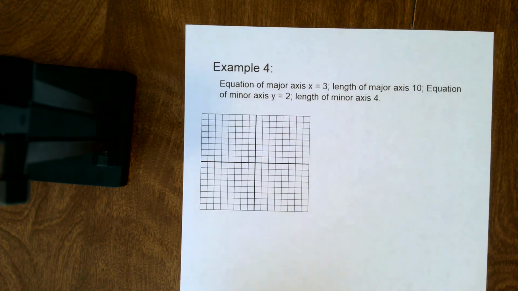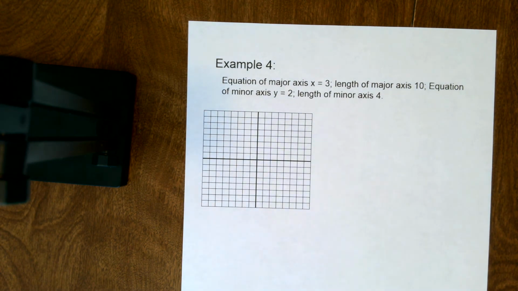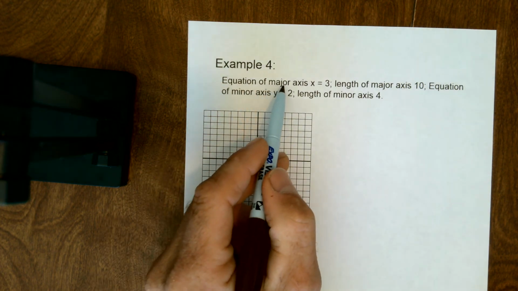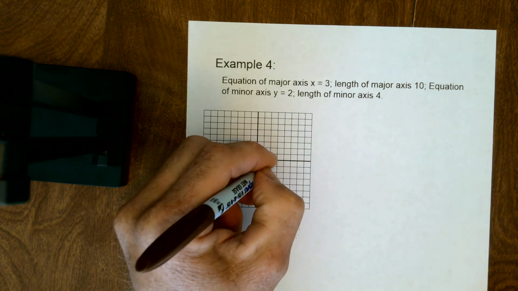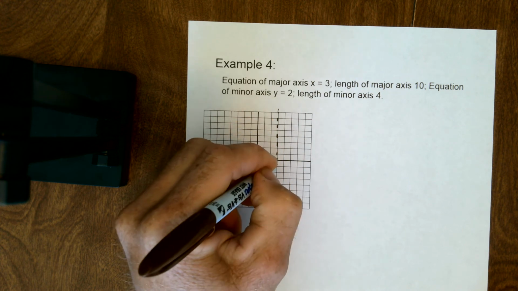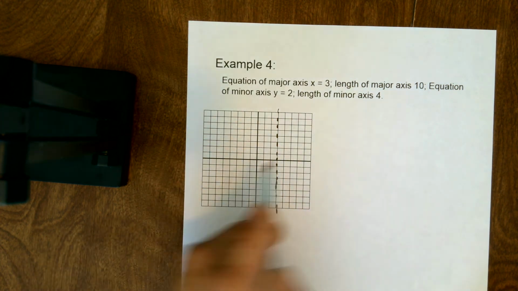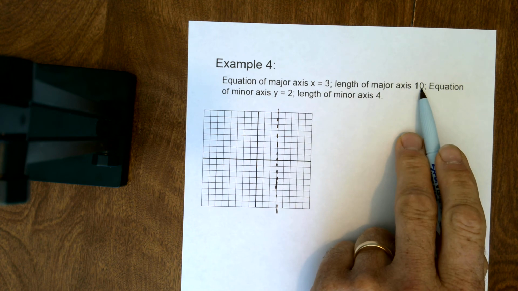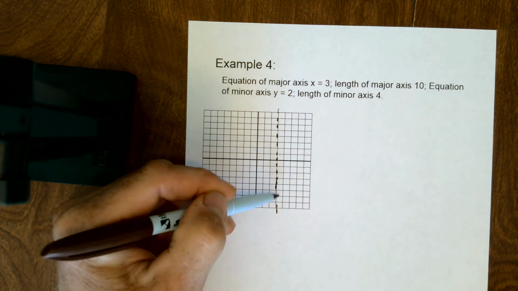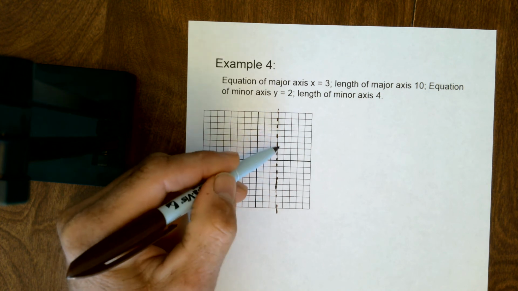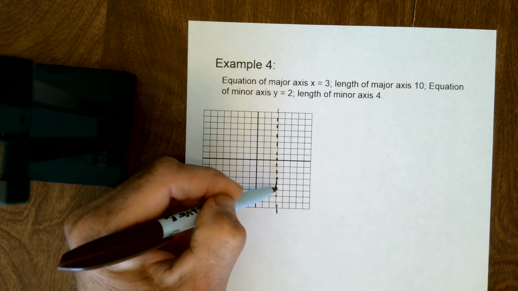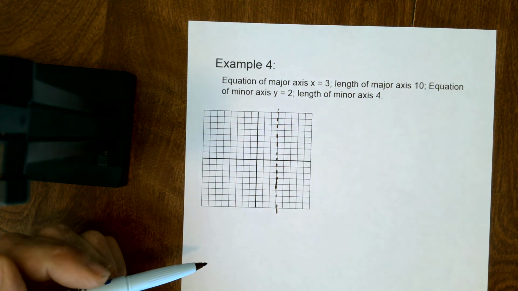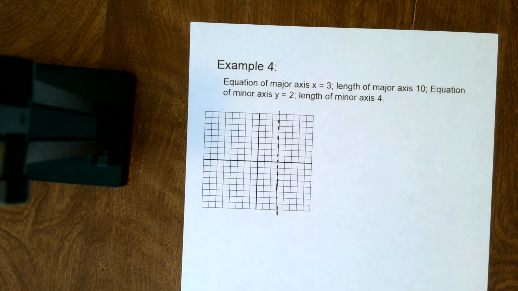And here I have one more. This one's probably going to be our more complicated one, example number 4. Let's see what we have. Here we have the equation. The major axis is x equals 3. So we come over here to 3, and that's an equation, so we can go ahead and draw in that line. The length of the major axis is 10. Well, we don't know where the center is at this point, so we can't start plotting our points. But we know that if we knew the center, we would go 5 units in both directions in order to get the length of that major axis, which would give us our a value.